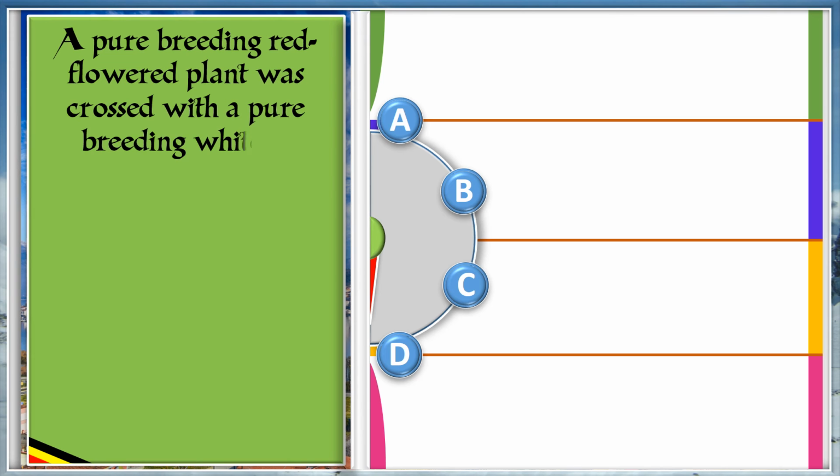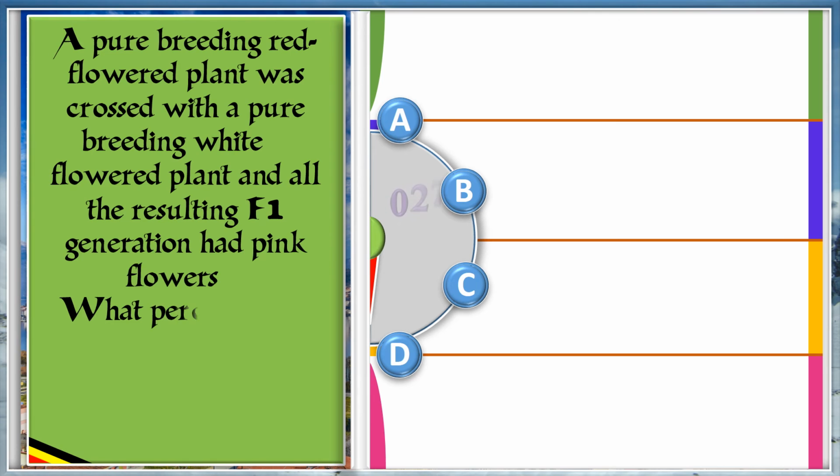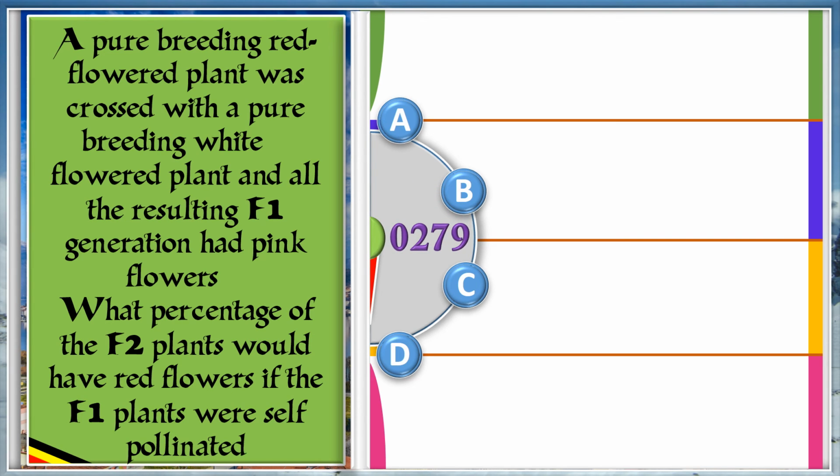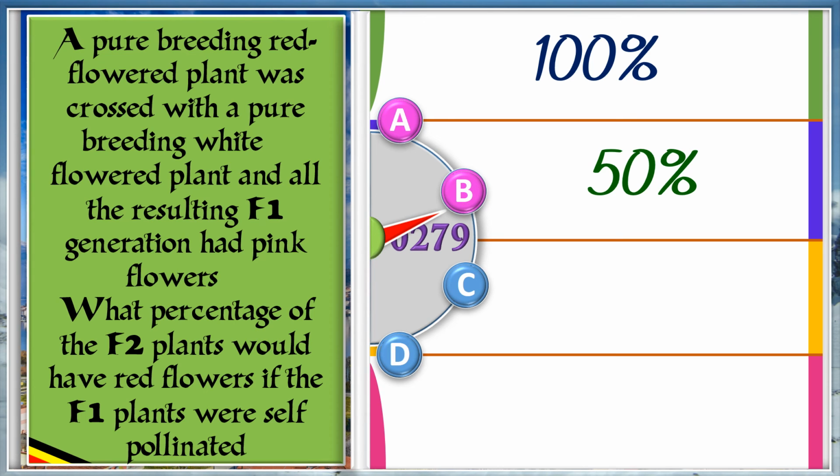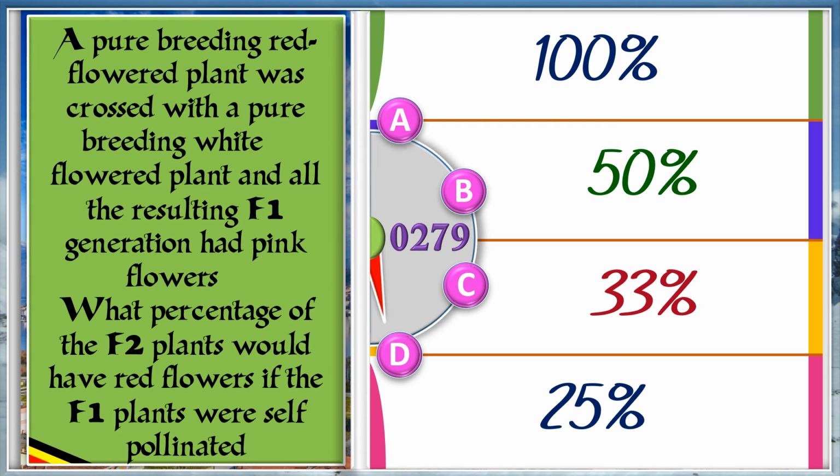A pure breeding red flowered plant was crossed with a pure breeding white flowered plant, and all the resulting F1 generation had pink flowers. What percentage of the F2 plants would have red flowers if the F1 plants were self-pollinated? A. 100%. B. 50%. C. 33%. D. 25%. And the answer is D. 25%.